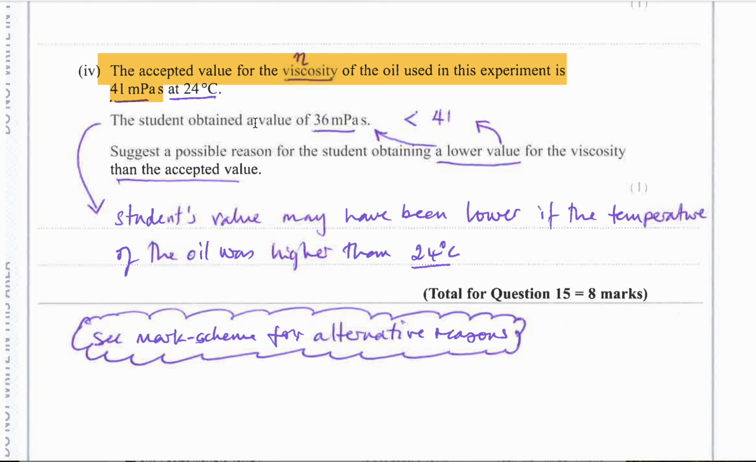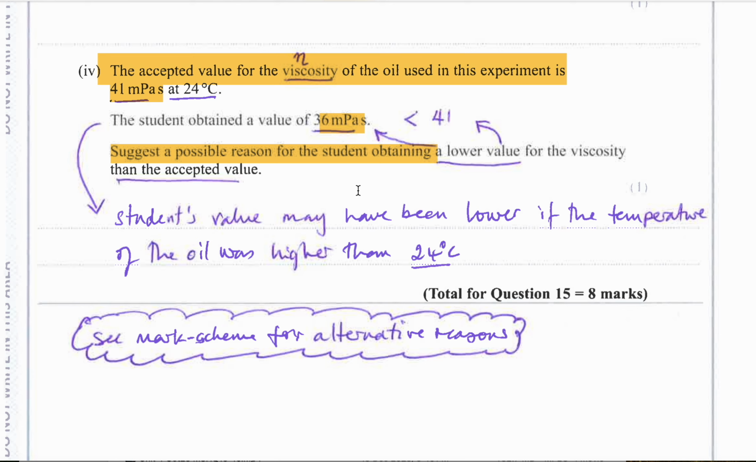The student obtained a value of 36, same units, millipascal seconds. Okay. Which is less than the 41. That's why I put this here. So the student obtained a value which is less than the accepted value. You have to suggest a possible reason for the student obtaining a lower value for the viscosity.